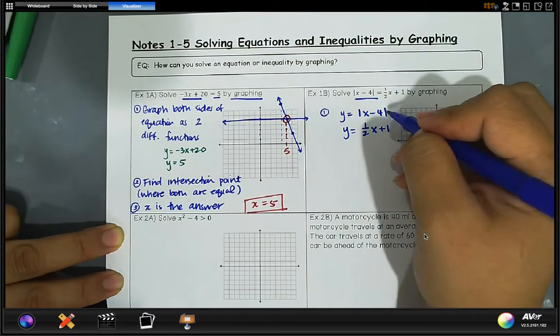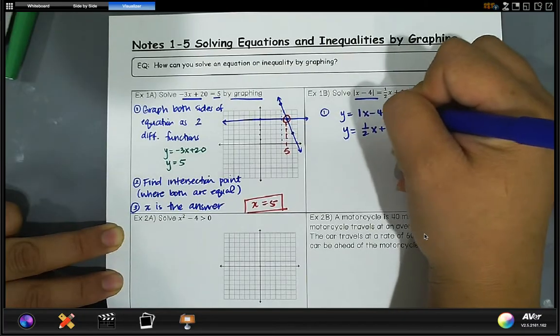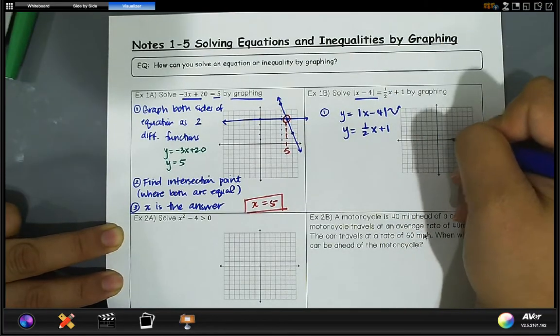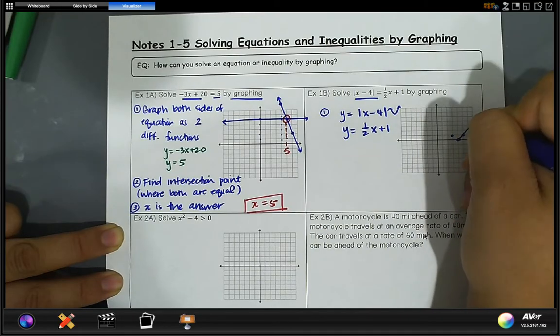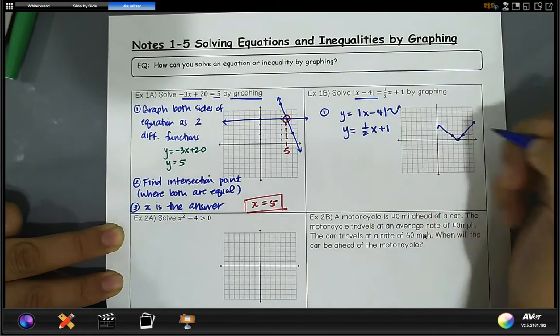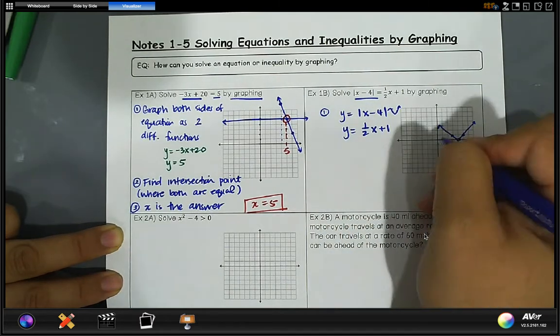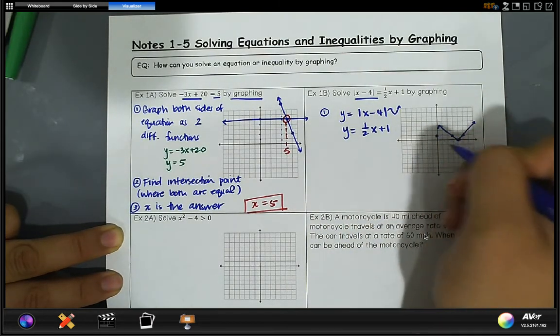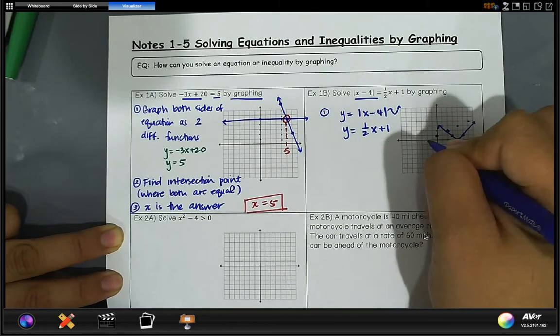So for the first one, I know that it's a V shape. It's an absolute value, so it's got to be a V shape. And it is being shifted to the right 4. And then from there, I know that it has a slope of 1 over 1. The other equation is 1/2 x plus 1, which I know has a y-intercept at 1, and it goes up 1 over 2, up 1 over 2, up 1 over 2.